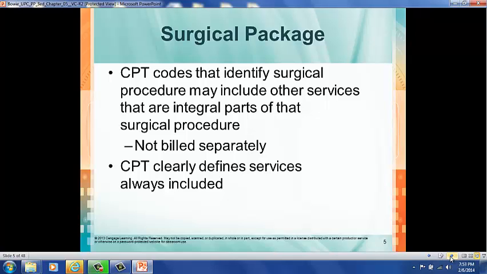Following some code descriptions are the words separate procedure. These codes report procedures that are typically part of a larger service or procedure and therefore are not reported if the larger procedure is performed. However, if the code designated as a separate procedure is completed alone, then the code is reported.